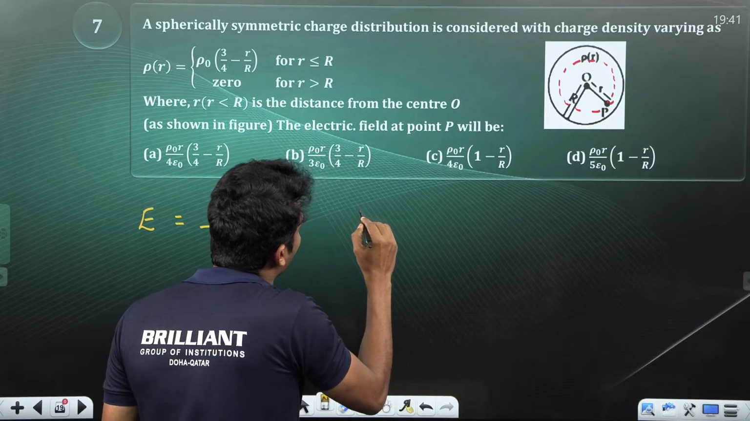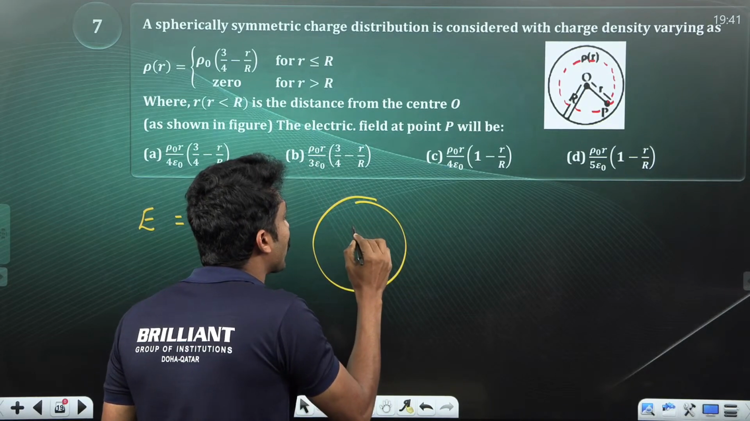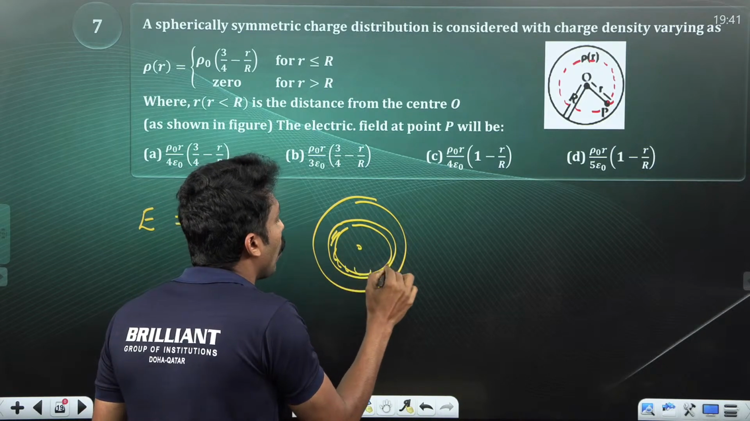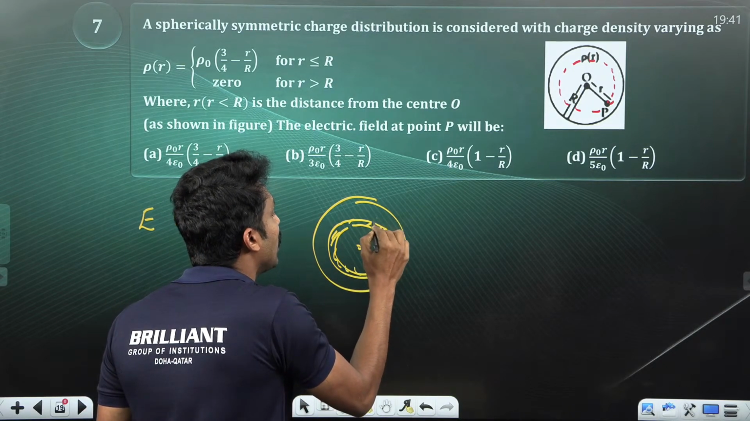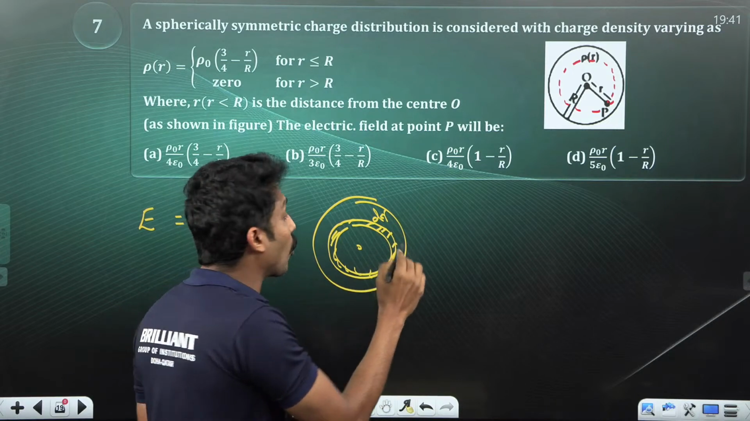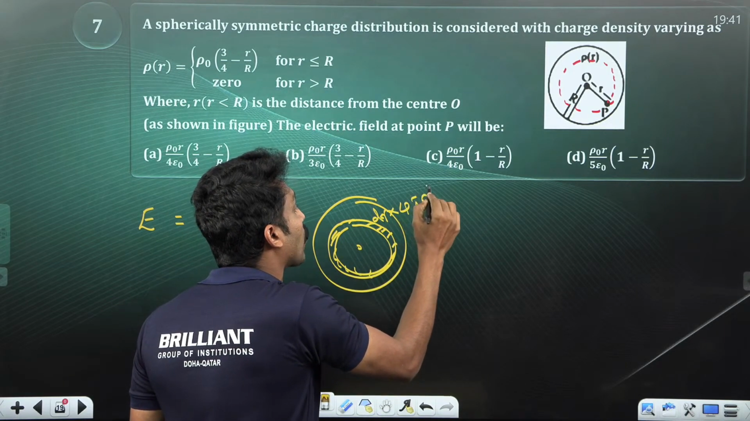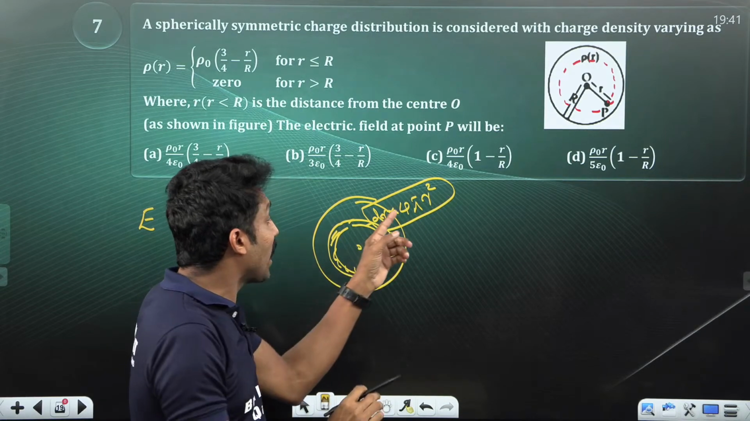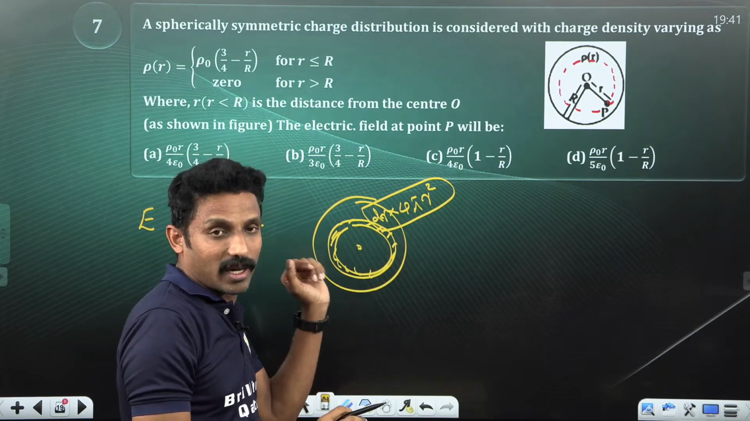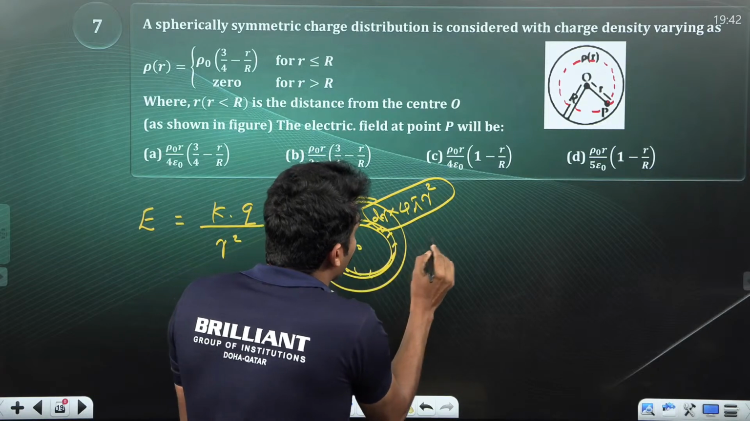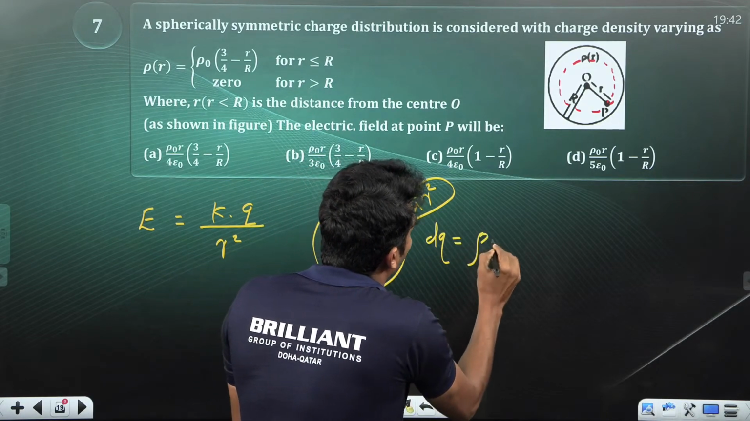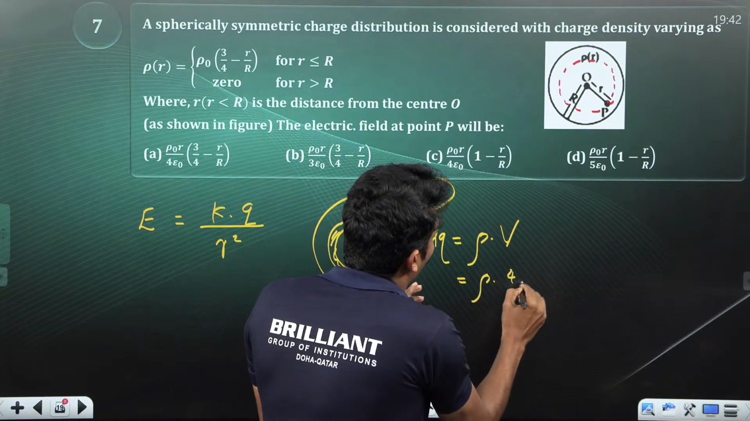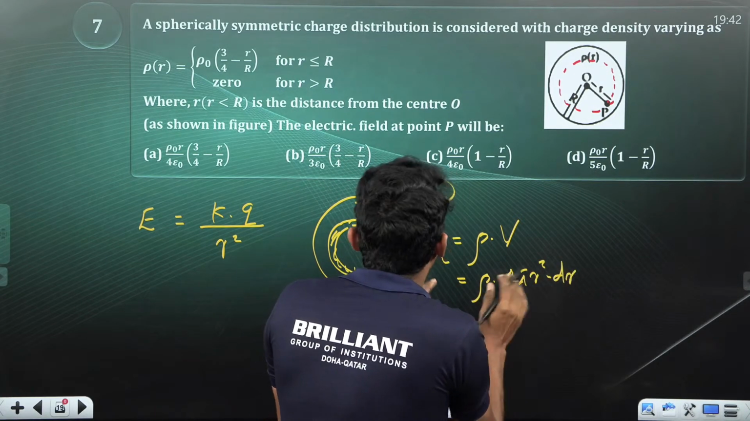Considering this inner sphere, suppose we consider a small segment here whose width is dr, and its area is 4 pi r square. Its area is 4 pi r square, so the volume of this considered segment is area into height, 4 pi r square dr. Now the charge of this segment is dq equal to rho into V, that is rho into 4 pi r square dr.